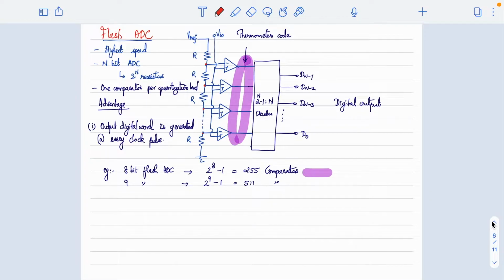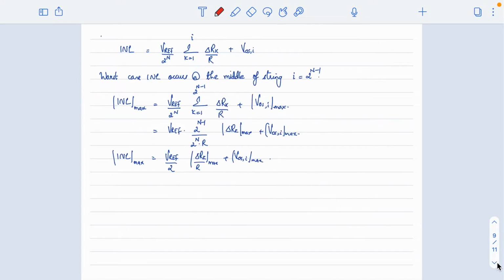So that means we are in need of another architecture with which we can get higher resolution, say for example 10 bits or more than 10 bits, like 12 bits or 14 bits. Whenever we are in need of that kind of resolution, going ahead with flash ADC is not an apt solution because of the area requirement. So today we will look at another architecture called pipeline ADC.